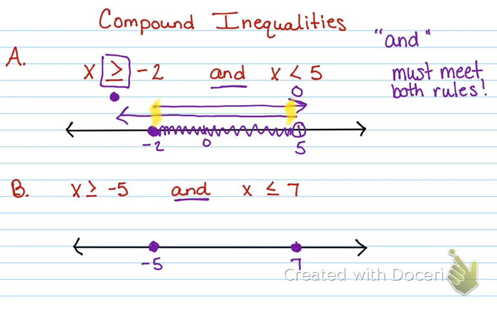So x has to be greater than or equal to -5, so that means it would be going this way. But at the same time it also has to be less than or equal to 7. So less than or equal to 7 is this way. Where they overlap is our answer. So these are in the middle. Most of the time, about 90% of the time, when we have an and statement, the answer will be in the middle, but there are always rule breakers.